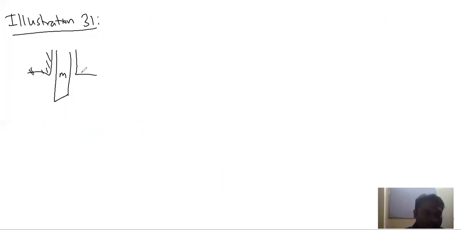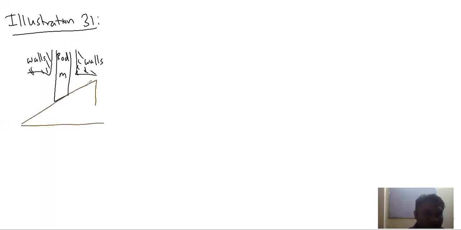So now let us move to the next illustration, which is illustration 31. In this case, we have a rod which is having some mass, let us say small m, and this rod is constrained to move between these walls, let us say. So this is our rod, and these are the walls. Now this rod is placed on an inclined plane, which I'm showing in brown color, let us say.